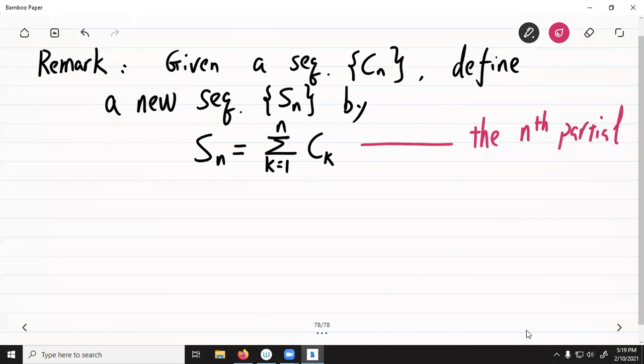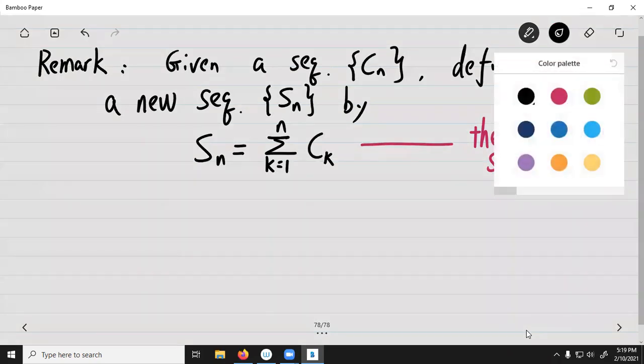Partial sum. You should know this kind of terminology from calculus too, which is called a partial sum: the sum of the first n terms. Sometimes we just say partial sum, or the nth partial sum. And we have another one, because this is the finite sum.